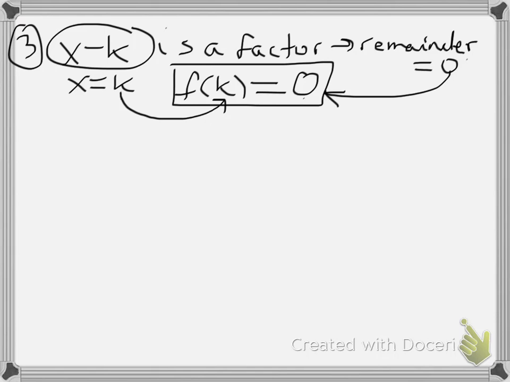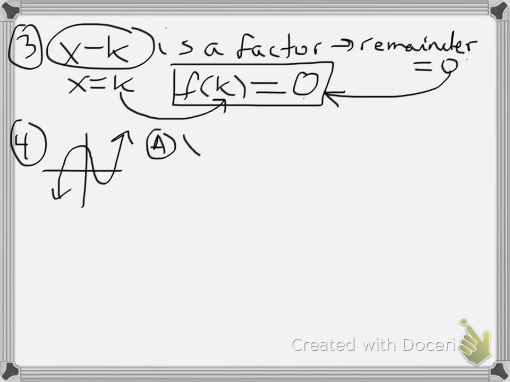Let's look at number 4. Okay, so we look at number 4 here, and I've sketched the graph here. The ends are different, so A is not right. A is not right because it has opposite directions, which means the degree is odd.